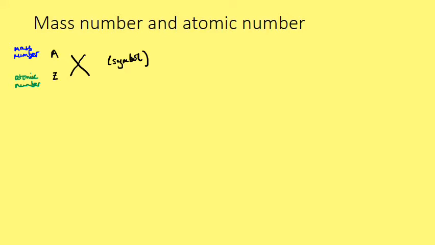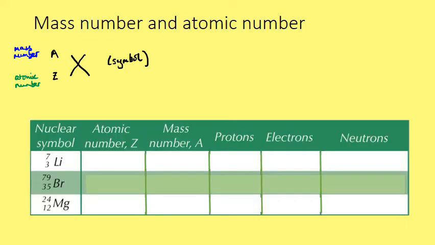So let's just make this clear by looking at a few examples. All right, here we have a table with 3 examples in it. We've got lithium, bromine, and magnesium. So let's look at lithium first. So we can see the nuclear symbol. The nuclear symbol is just the element symbol, which is Li in this case, together with both the mass number and the atomic number. So we have a nuclear symbol there for lithium, and we have a blank here to fill in atomic number.